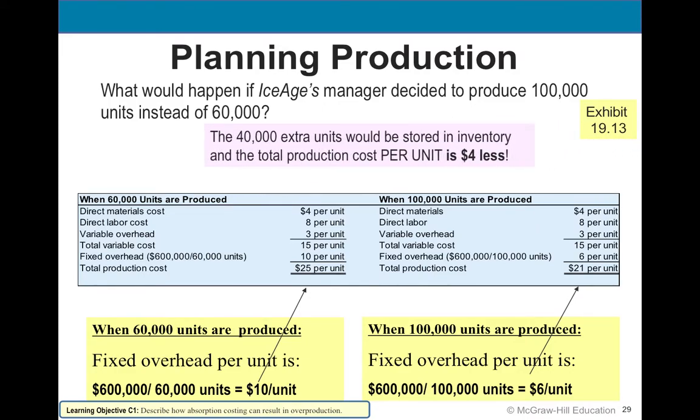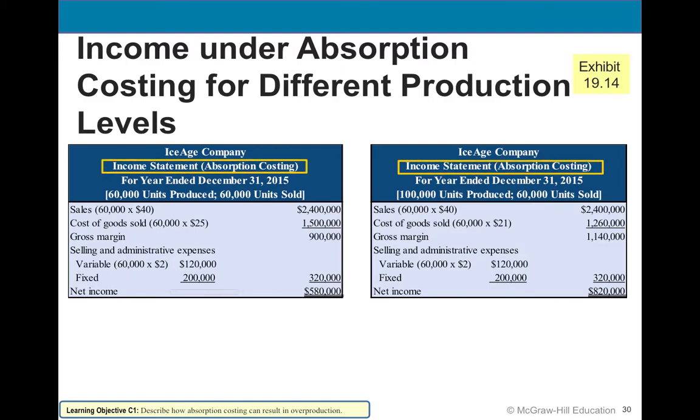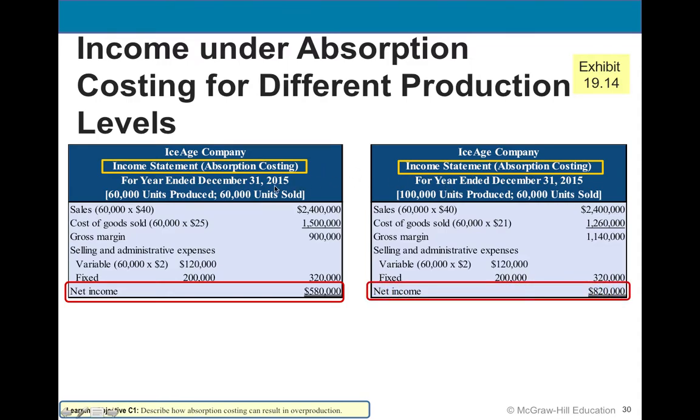And here's the problem, though. You have those 40,000 extra units to store in inventory. Per unit is $4 less. That's another reason why we see a difference. And we see different incomes here under absorption and, of course, with different timing. December 2015, and, of course, if units produced equal units sold. In this case, you produce too many. See the difference in incomes here. When you produce more, it gives you higher income, because, again, the difference is per unit cost, from $25 to $21.